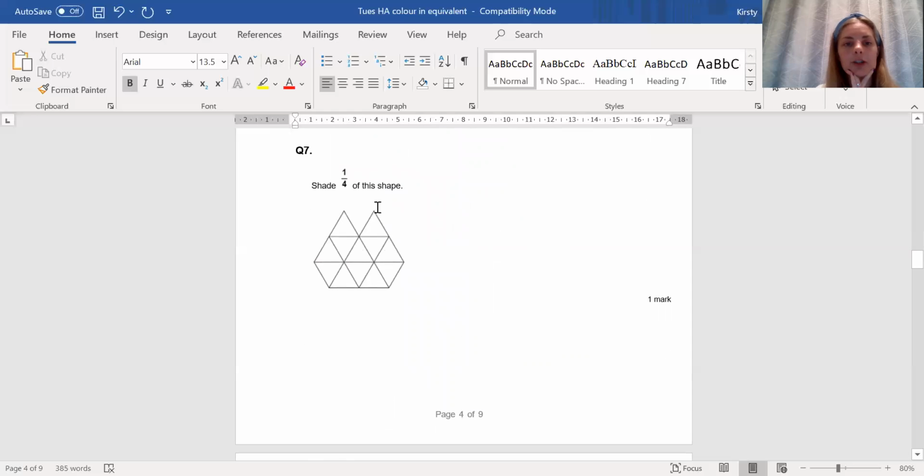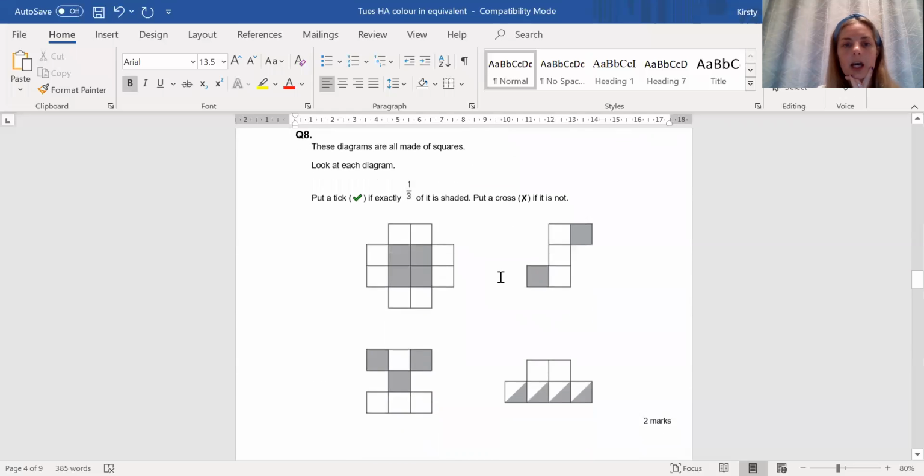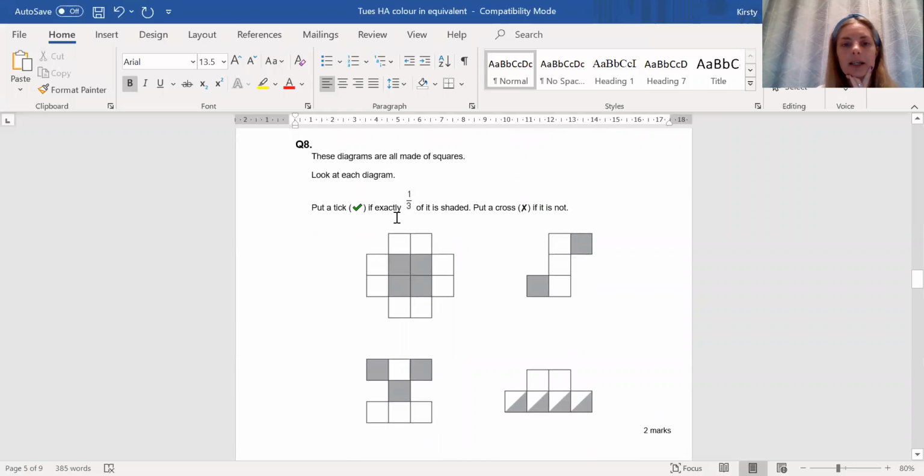Question number 7, can you shade a quarter of the shape? So again, count how many triangles there are. That would be your bottom number, equals a quarter. And then use your equivalent fraction knowledge to work out how many you would need to shade. Question number 8, put a tick for which shapes are exactly a third shaded. Again, write the fractions of each of these shapes. Work out how much has been shaded. Equals a third. Does it equal a third? Yes or no? So put a tick or a cross.